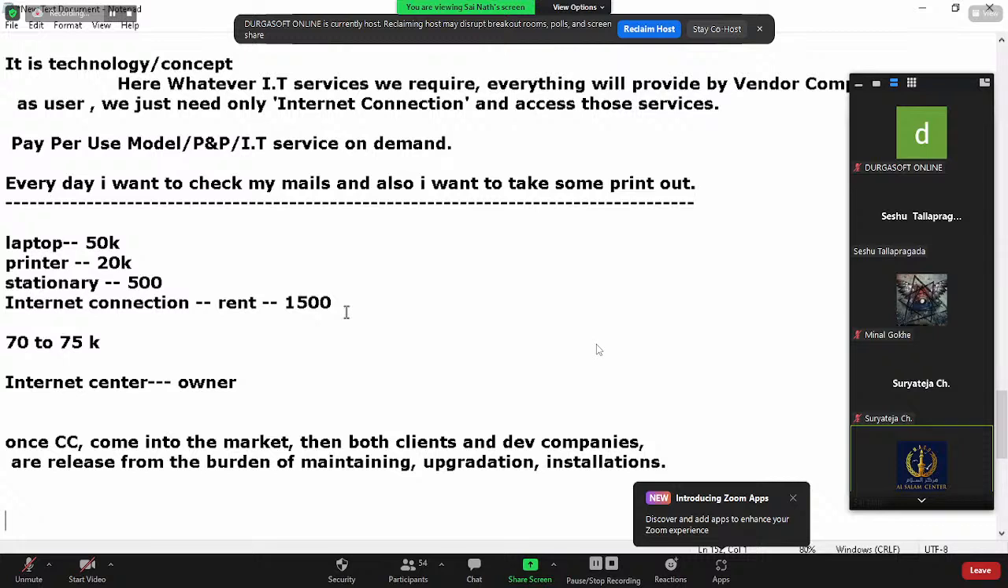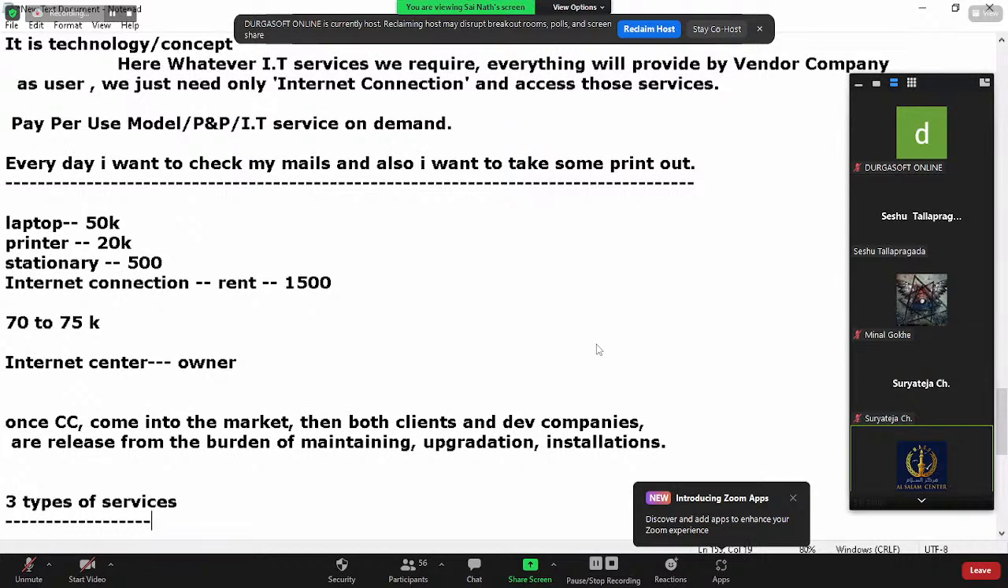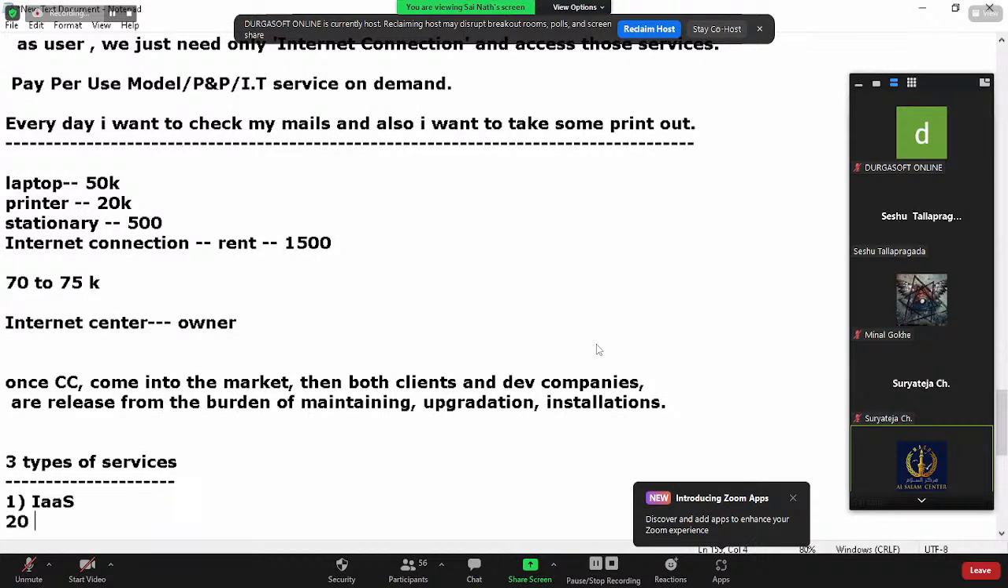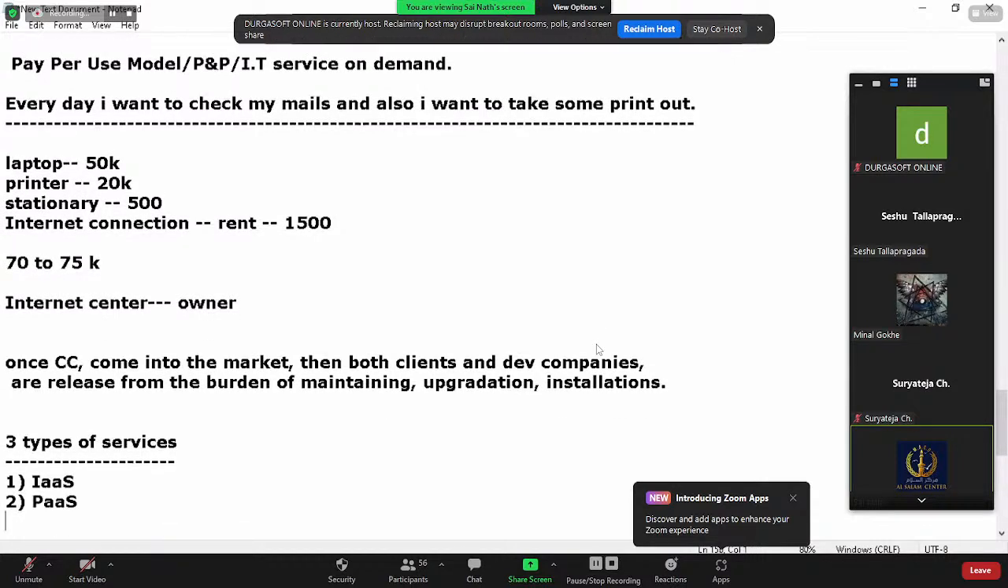But for the last 5 minutes, you keep on saying that vendor company provides what? Services. Rental-based services. What kind of services does the vendor company provide? Vendor company basically provides 3 types of services. The first type of service can be called IaaS. The second one can be called what? PaaS. The third one is called what? SaaS.